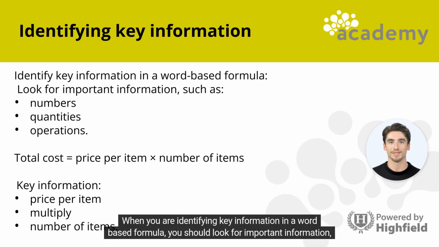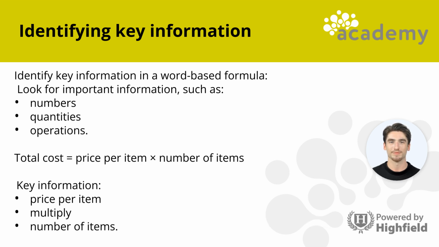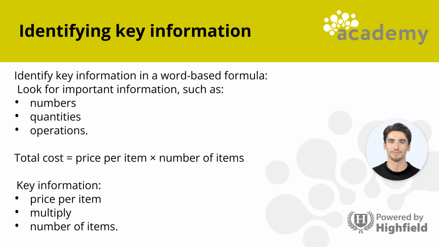When you are identifying key information in a word-based formula, you should look for important information such as numbers, quantities, or operations like multiply or add. In this formula, the key information is price per item, the multiply operation, and number of items.